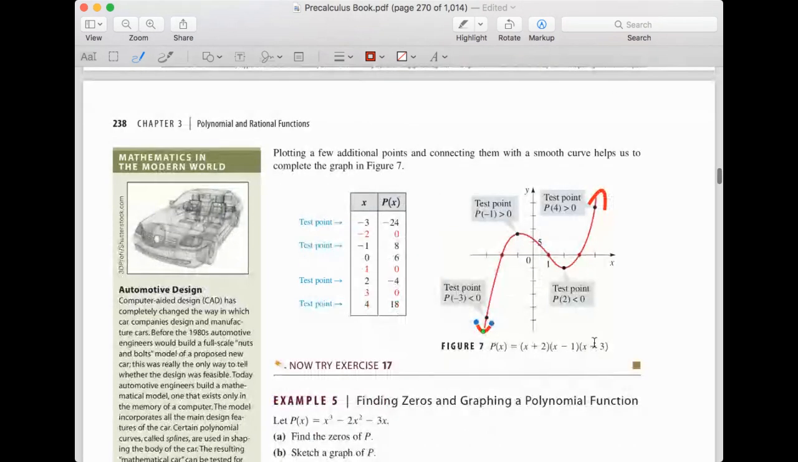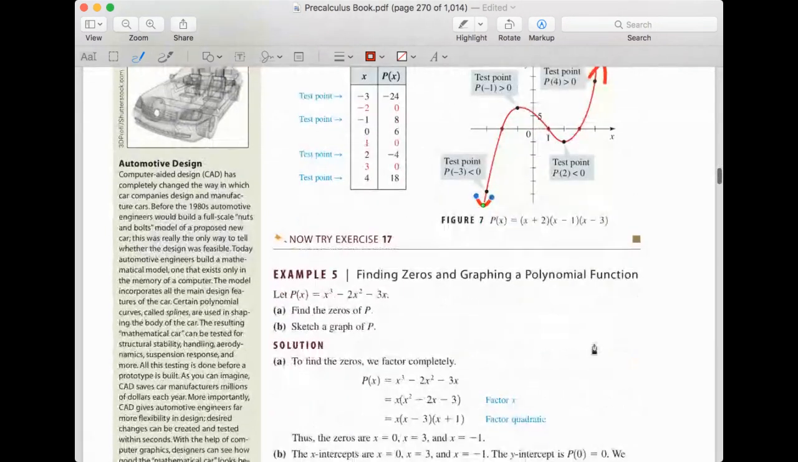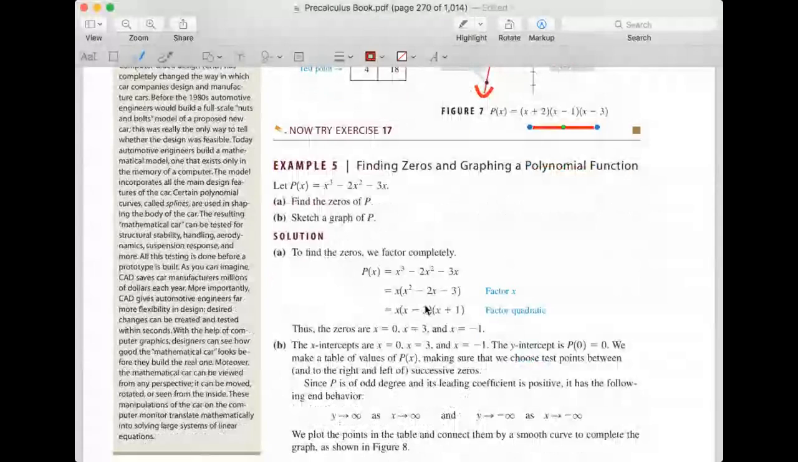All right, so that's one way to find zeros for the polynomial or the x-intercepts for the polynomial. If we have a factored form, it's easy to find. We set it to 0, then each factor gives us a 0. Let's see if we do not have the function in the factored form. So what do we do?